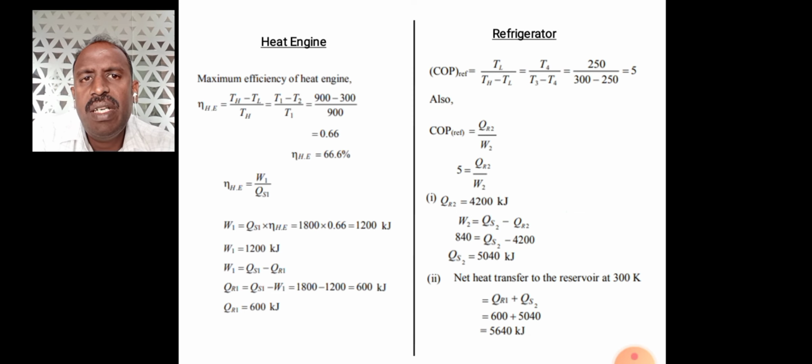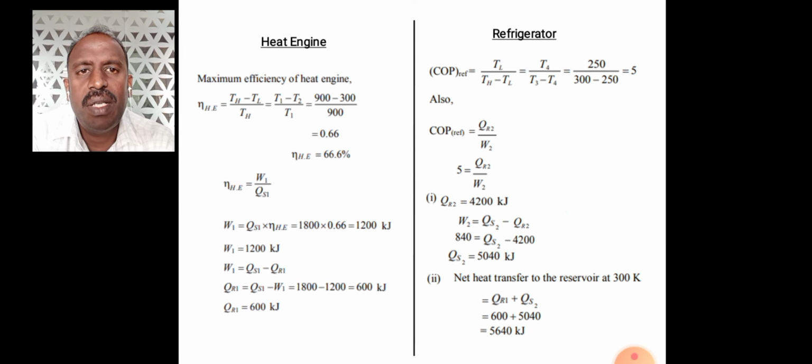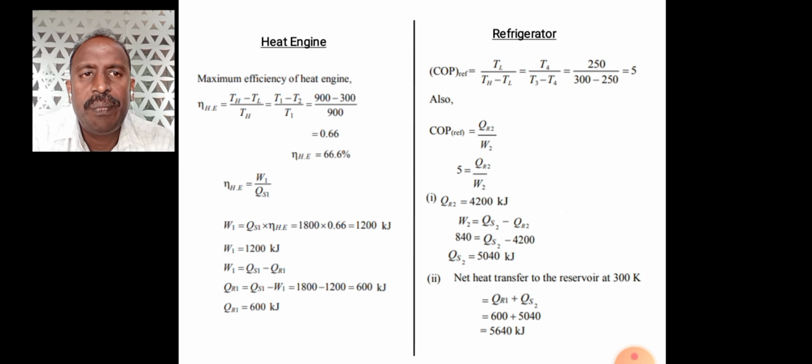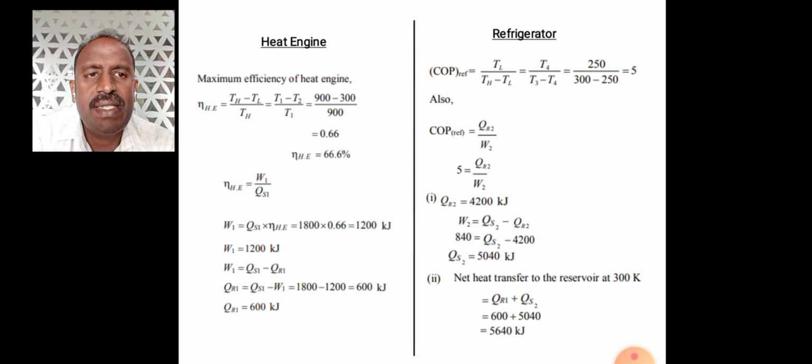For the heat engine, you know the higher temperature is 900 and the lower temperature is 300. The heat engine efficiency formula is higher temperature minus lower temperature divided by higher temperature. So 900 minus 300 divided by 900. From that you can calculate the efficiency, which is 66.6%.